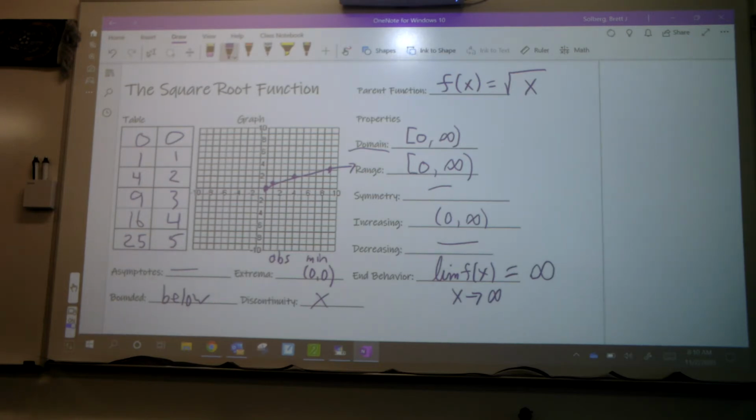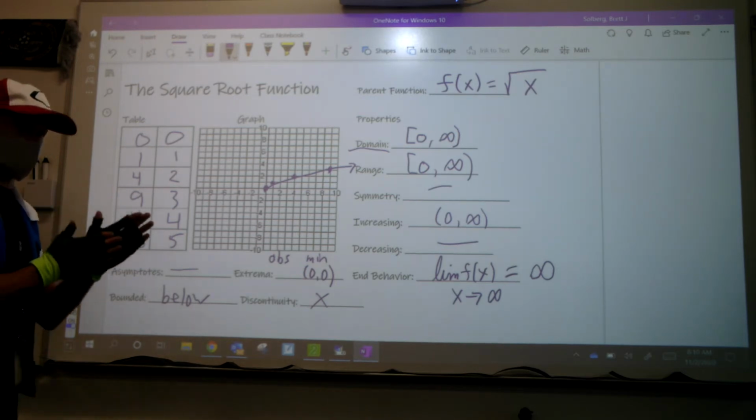Okay, so how many graphs have we done so far? Is that 4 or is that 6? 5? Okay, let's do one more and then we'll take a break, okay? But first, let me quiz you. So warm up your hands because you're going to show me with your hands.